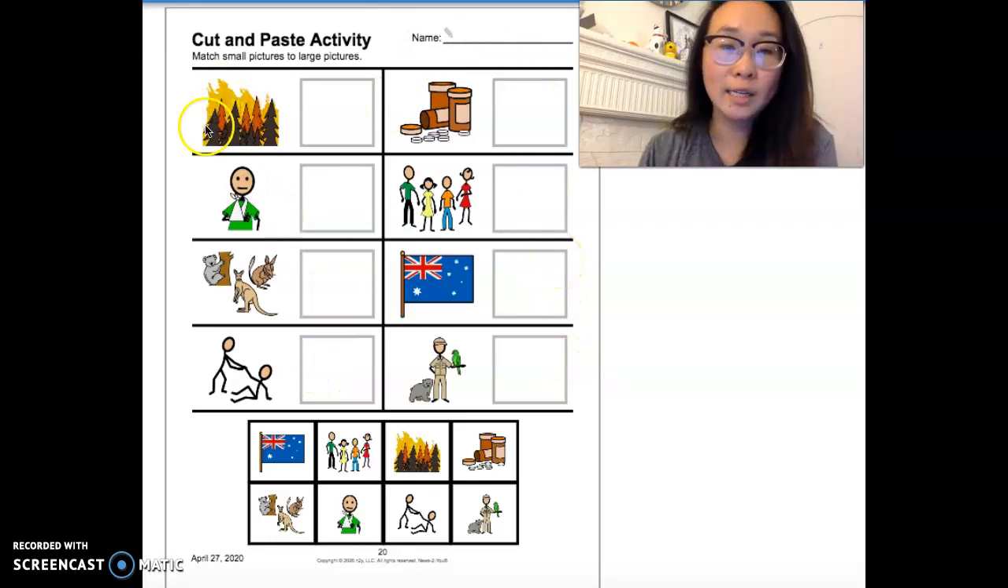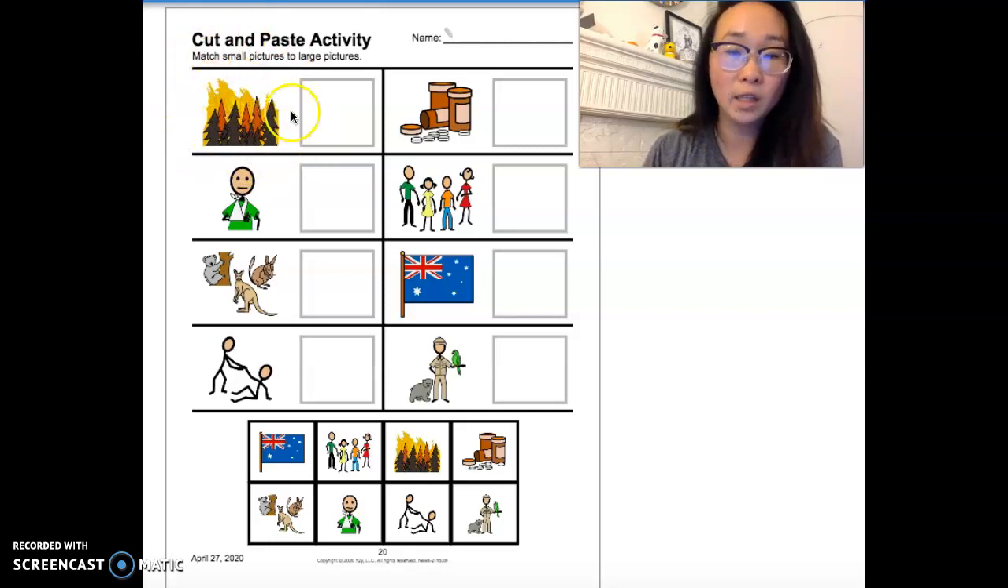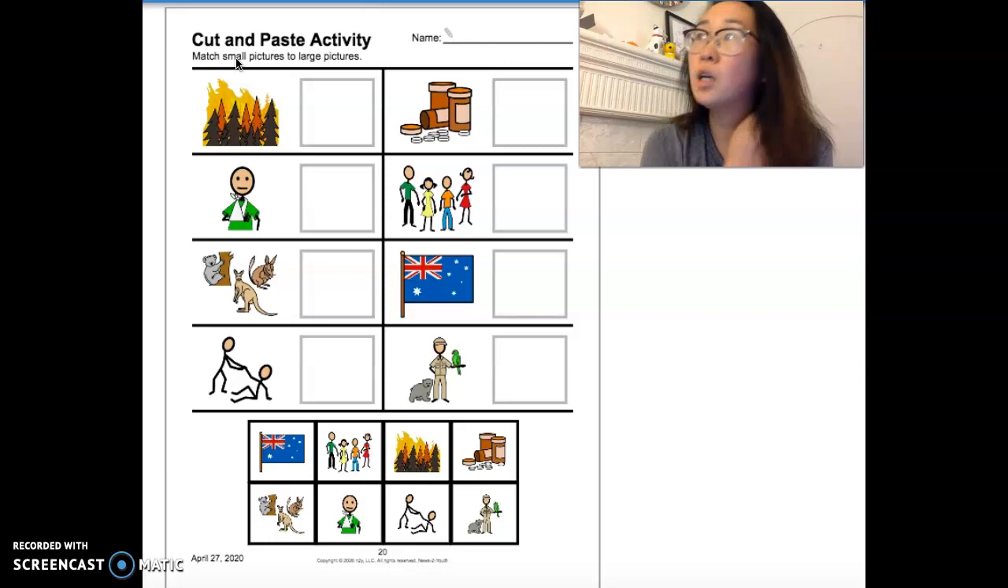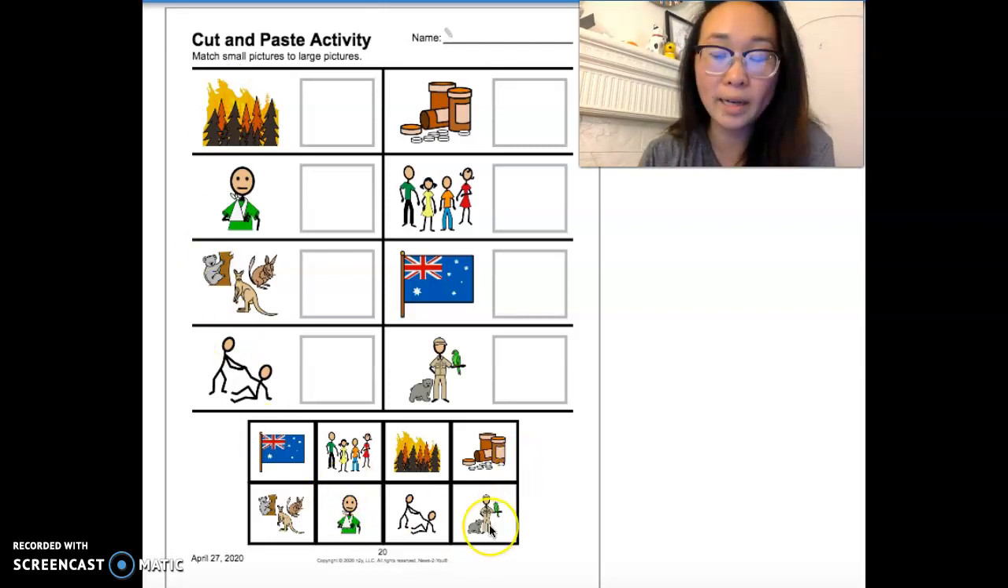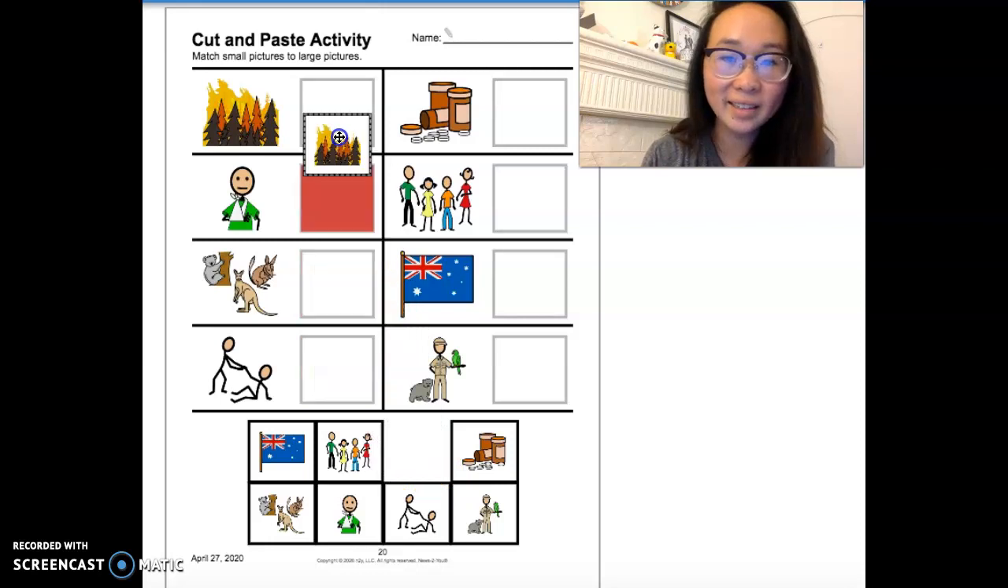So the first icon is our vocabulary word, wildfire. Wildfire, where there's a large fire in the wilderness. Which icon looks like wildfire? Wildfire.